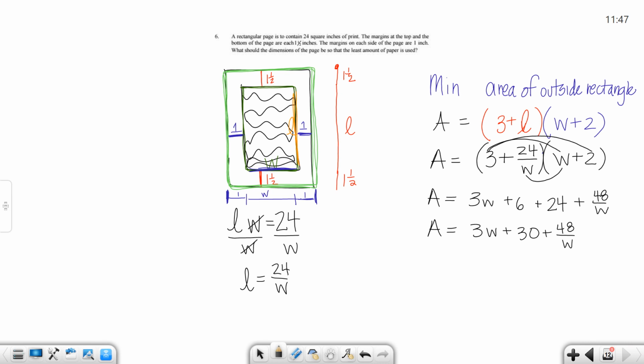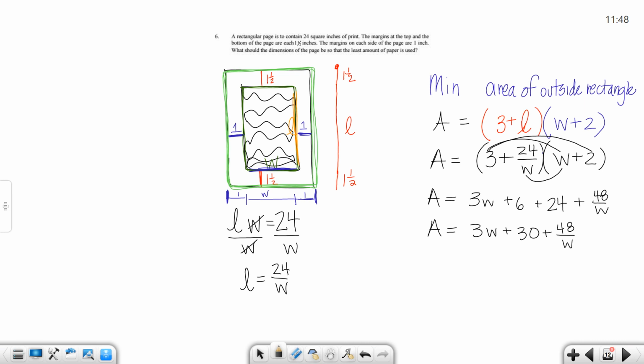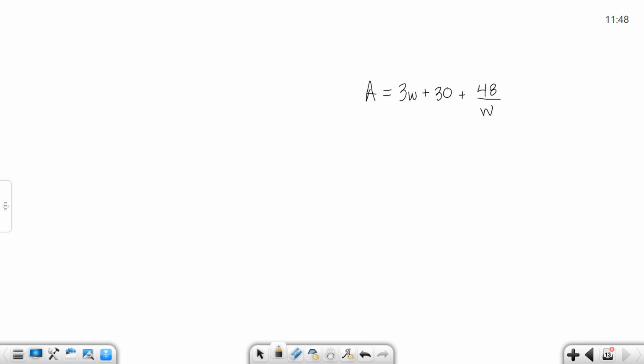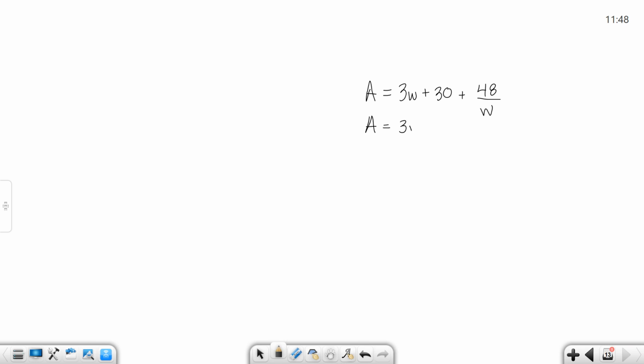Now we have to maximize that, in this case minimize, sorry. So area equals (3w plus 30 plus 48) over w. Let me double check. 3w plus 30 plus 48 over w. That looks great. Now I can't take the derivative yet because that w is in the bottom, so I'll bring it up to the top.